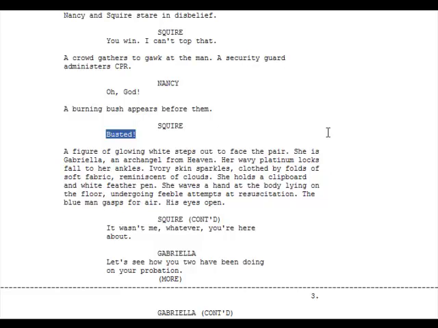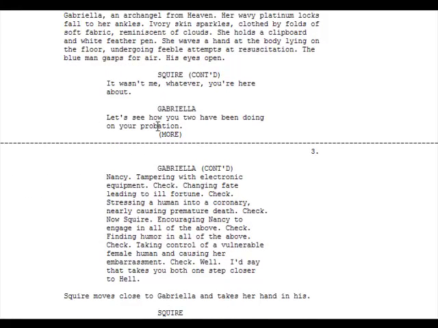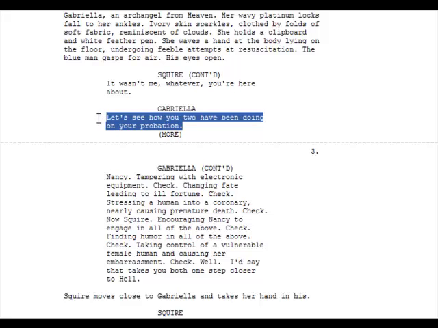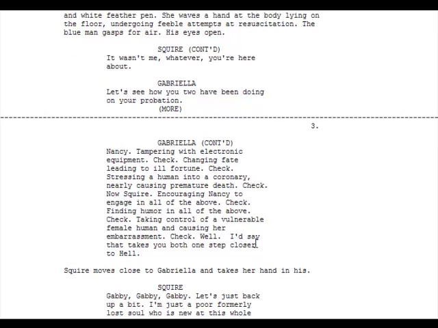Now let's go a little further here. Gabriella says, "Let's see how you two have been doing on your probation." Again, anticipatory dialogue. And then down at the bottom, she says, "I would say that takes you both one step closer to hell." You could call this a couple of different things. I'm going to call it either creating a future or a prediction. They're going to hell, and that's what Gabriella is there for.